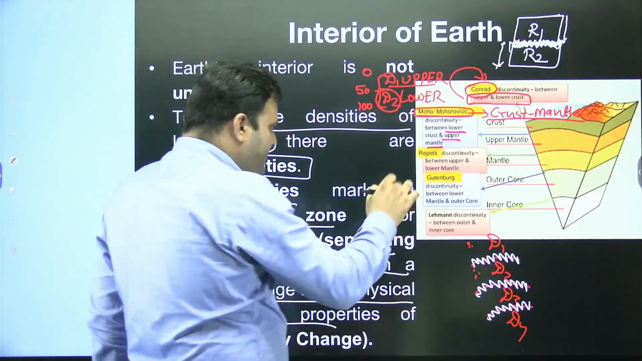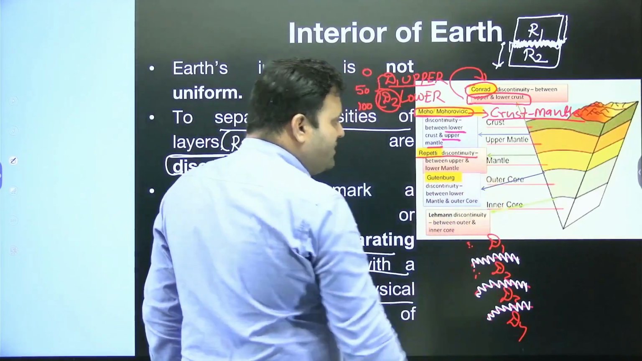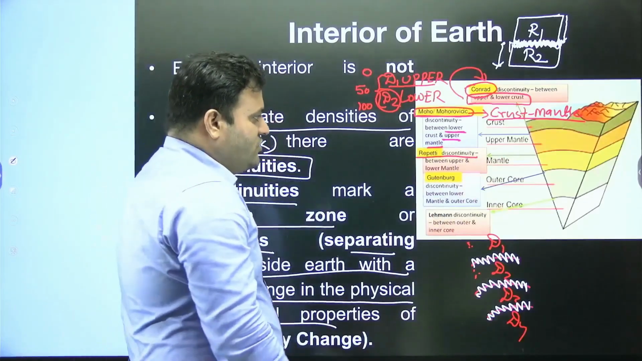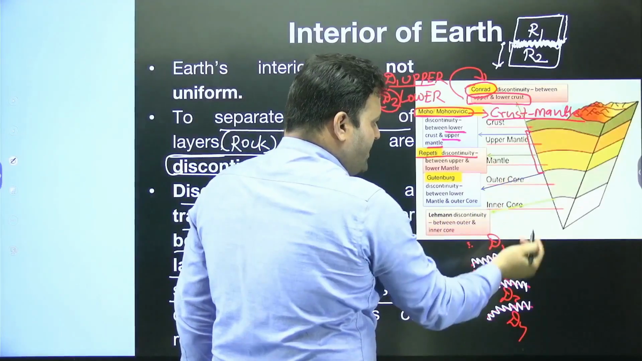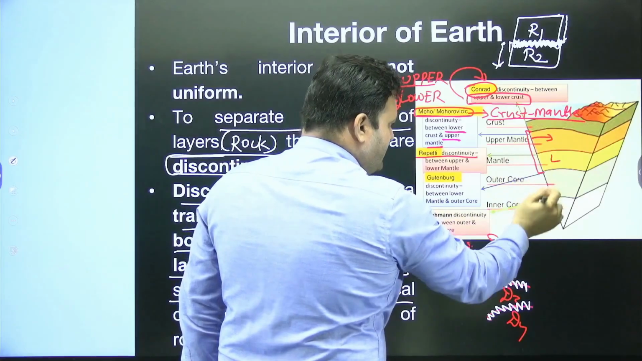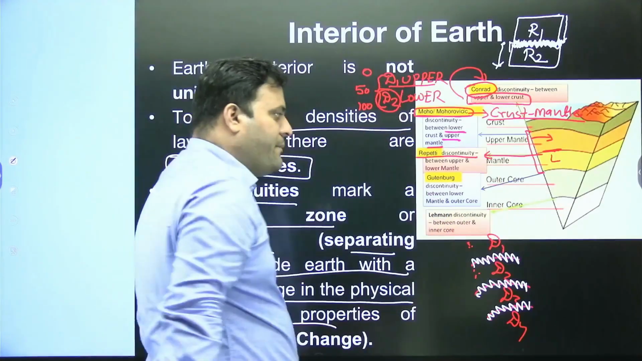Then we have the Repetti discontinuity. Repetti discontinuity is between upper mantle and lower mantle. Here you can see in this image as well. So suppose we have a mantle. This is the upper mantle, the lower mantle. So this one is known as what? This is known as the Repetti discontinuity.